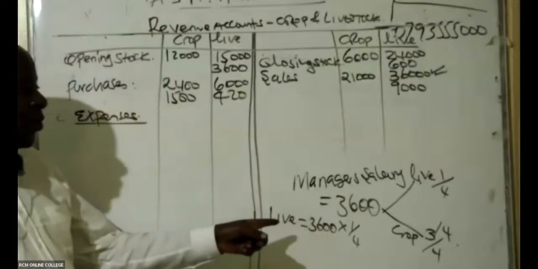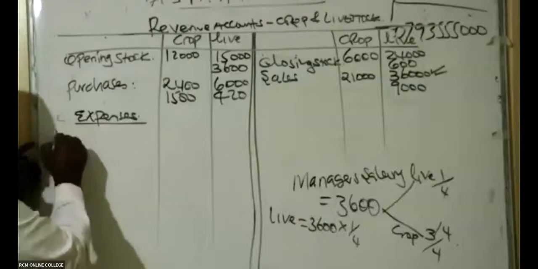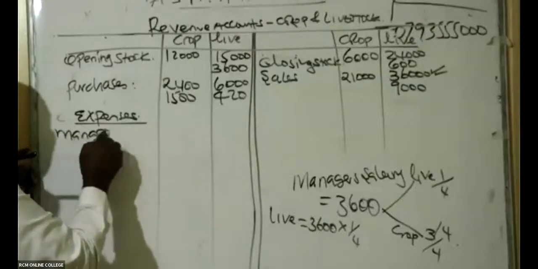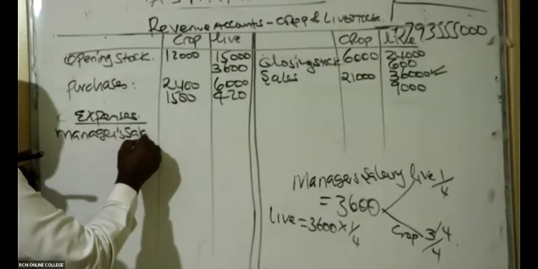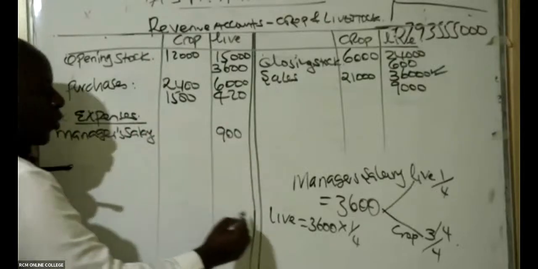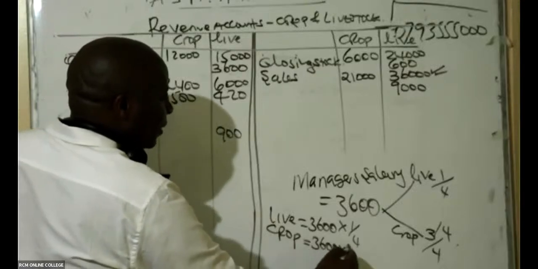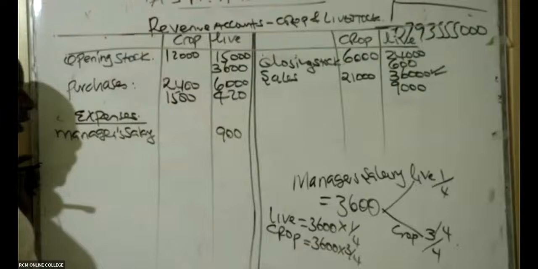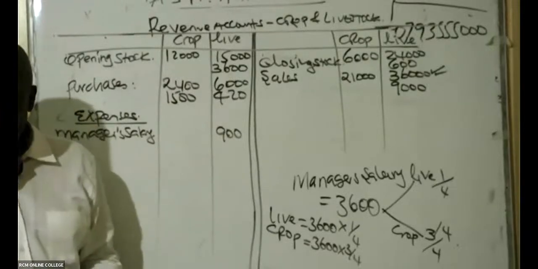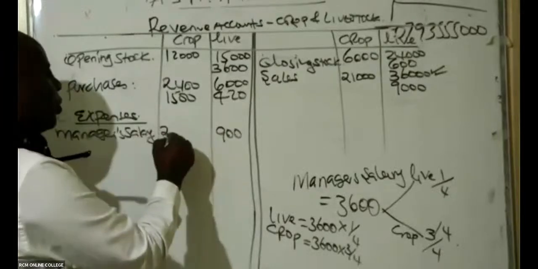Remember, he wants to confuse you. You see, I started with the word livestock, but you're bright. We know that this manager's salary, we shall come and book it here. Livestock is 900, and then for crop we have 3,600 times 3/4, which gives us what figure? 2,700.